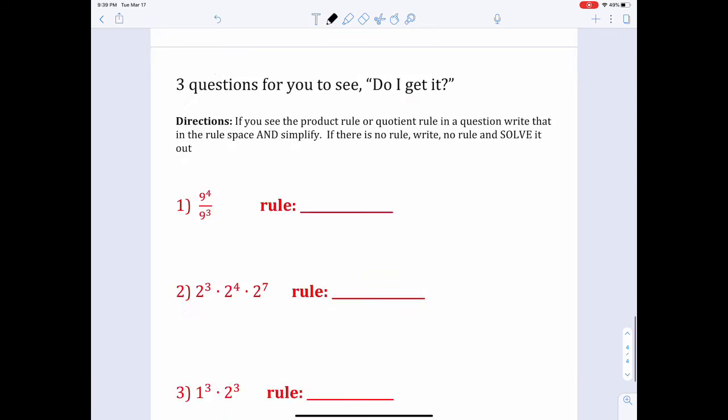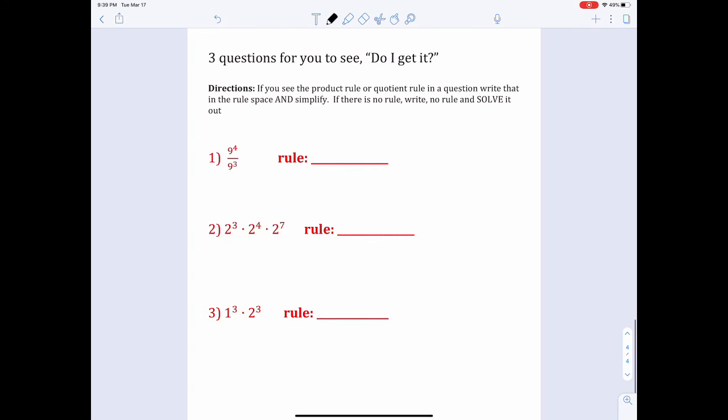This is for you guys here. 3 questions for you to see, do I get it? Just 3. If you can get these 3 right, you won the day. You won the day in math class. So read those directions there. Pause the video, give it a shot, and when you're ready to see if you understood it, resume the video.